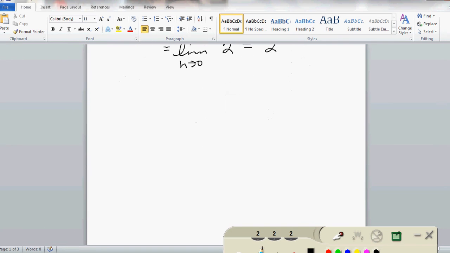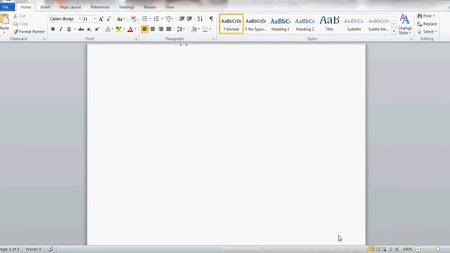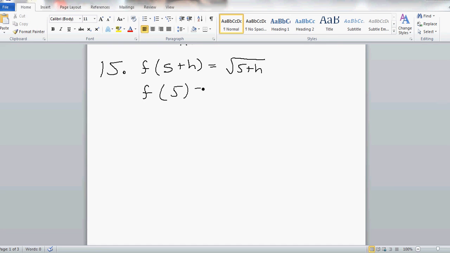Number 15 is within the same group, so let's look at what we get there. Once again, we want f of 5 plus h, which is equal to the square root of 5 plus h. Not good, but that's as far as we can go with that. Then we also need f of 5, which equals the square root of 5. This is not going to turn out very good, but we have to deal with it.